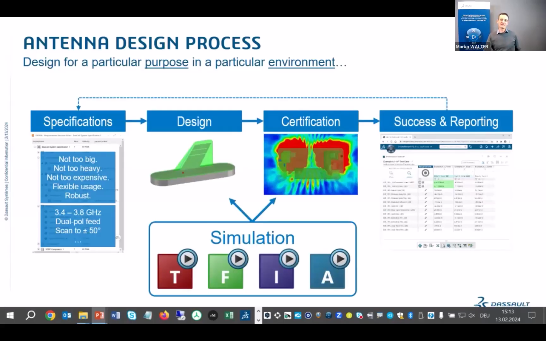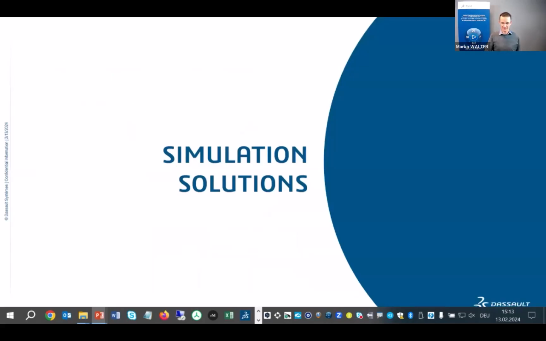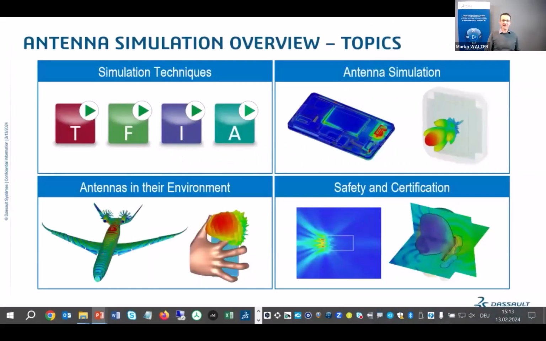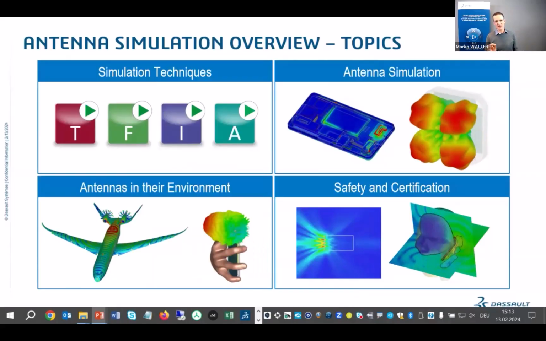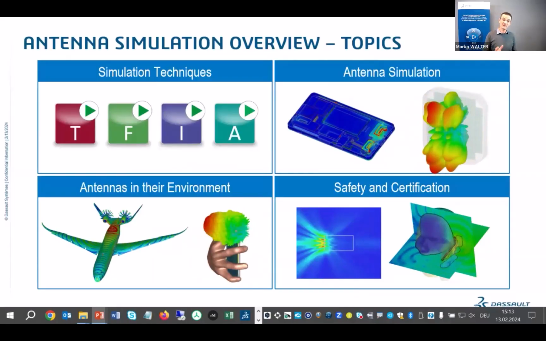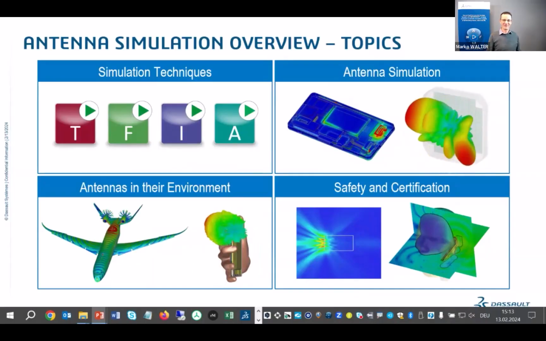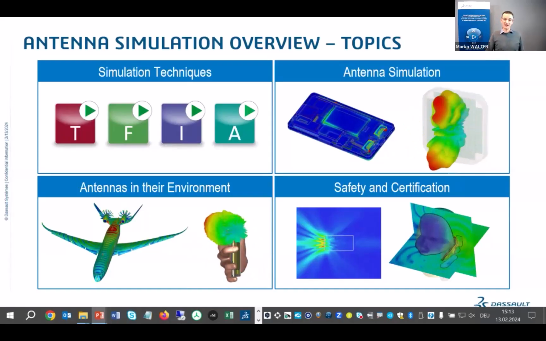Now, simulation plays a central role in the design and certification stages, but we're also increasingly using simulation in the initial what-if analyses that inform our specifications, and also in reporting results. After all, pictures are worth 1,000 words, if I may use that cliche. But let's turn now to simulation solutions for antennas. I'd like to structure my talk in 4 parts, talking first about simulation techniques, secondly about antenna-specific simulation challenges and how we can address those, then about antennas in and on things, and finally about safety and certification.